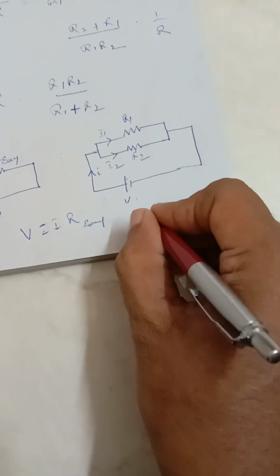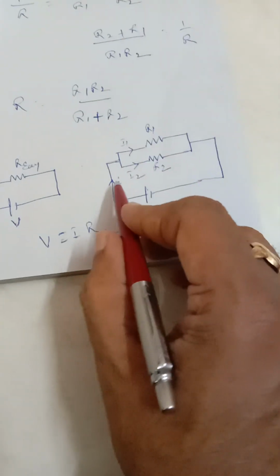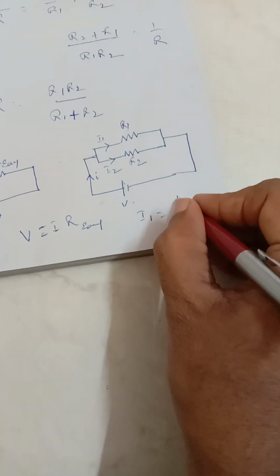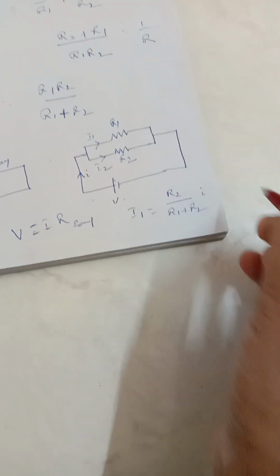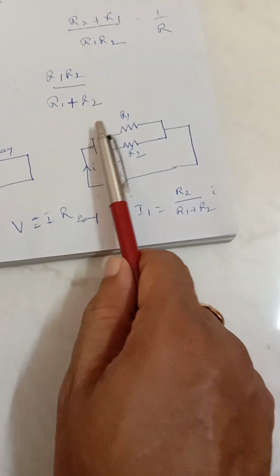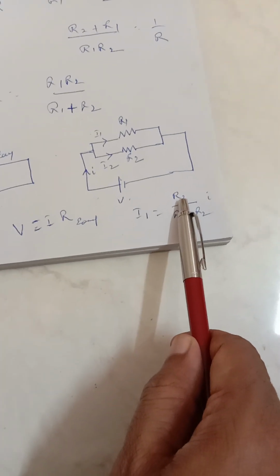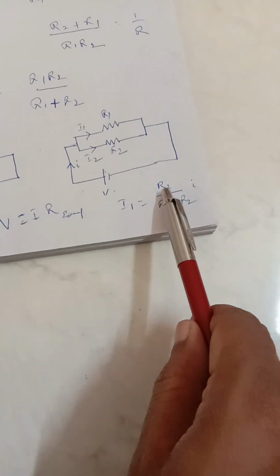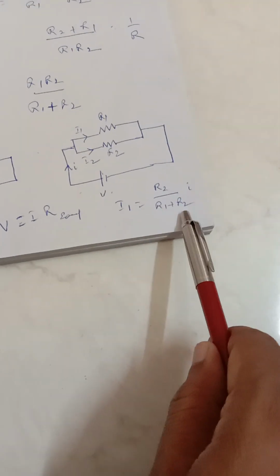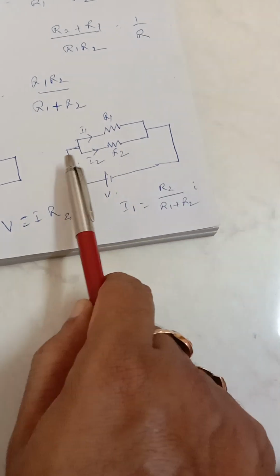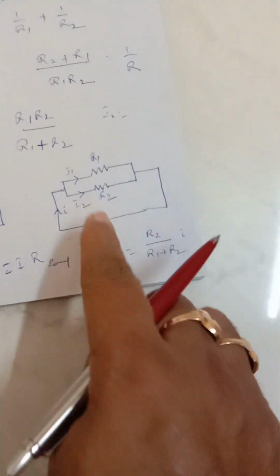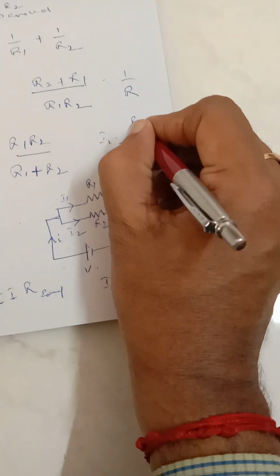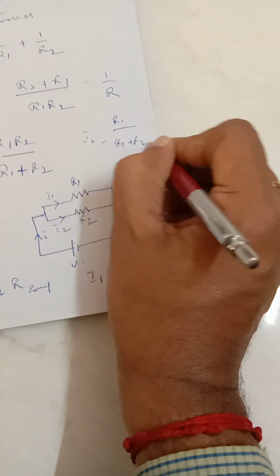Then how much is I1? If the total current is I, then I1 is given by R2 by R1 plus R2 into I. When you are considering I1, we have to take R2 in the numerator. Please remember, for I1, we have to take R2 in the numerator: R2 by R1 plus R2 into I. Suppose we want I2, then we have to take R1 in the numerator: R1 by R1 plus R2 into I.